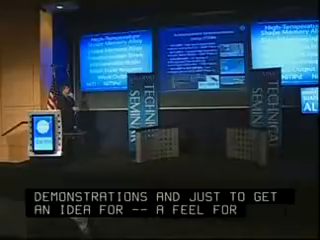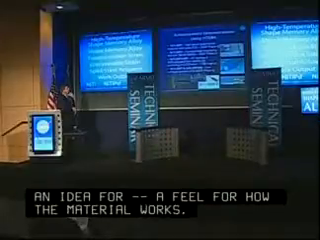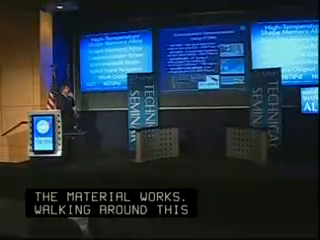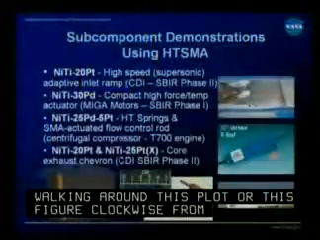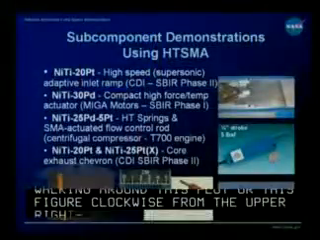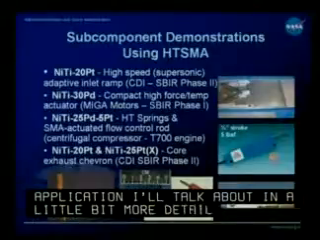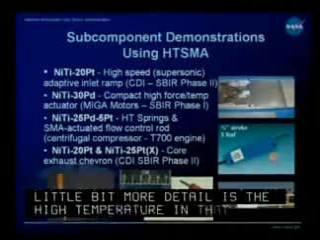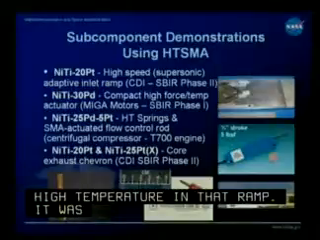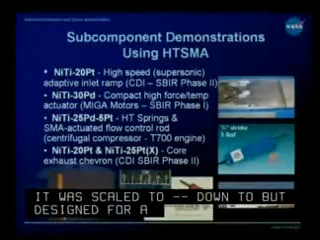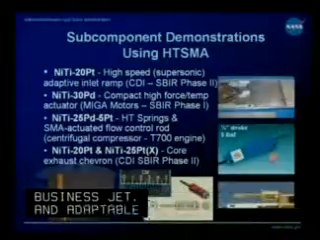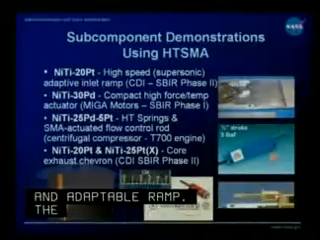Walking around this figure clockwise from the upper right-hand corner, the one application I'll talk about in a little bit more detail is a high-temperature inlet ramp. Basically, it was scaled down, but was designed for a supersonic business jet. An adaptable ramp. The next one is a small actuator that Mega Motors has made.